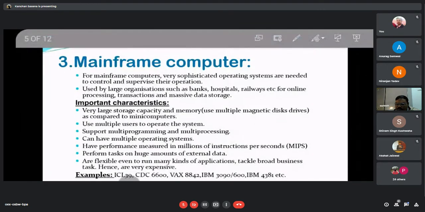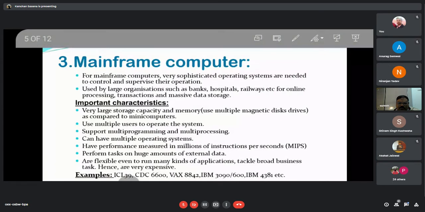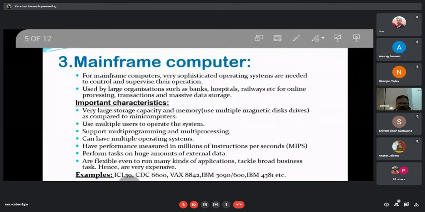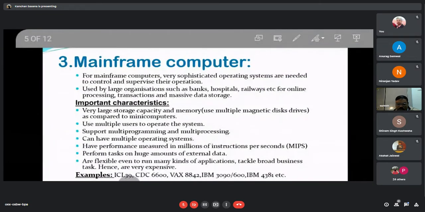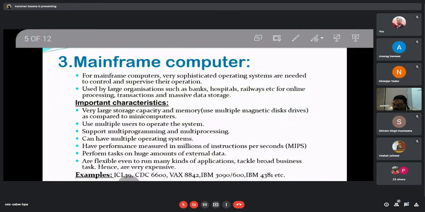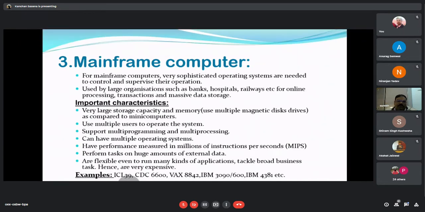The important characteristics of mainframe computers are they are very flexible, they perform tasks on huge amounts of external data and can run many kinds of applications, tackle broad business tasks, and hence are very expensive. The examples of mainframe computers are ICL-39, CDC 6600, VAX 8842, IBM 3090/600, and IBM 4381, etc.